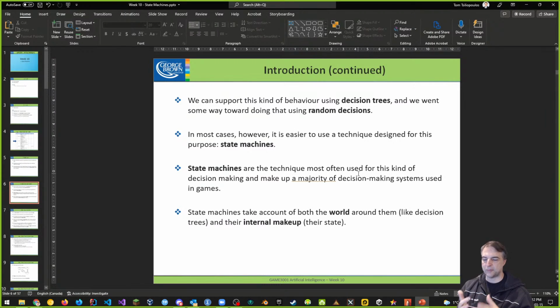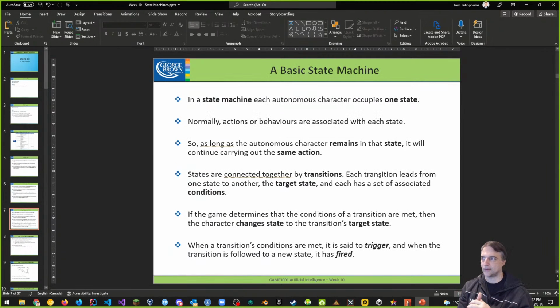And it's kind of the same thing with state machines. State machines have both an external state and an internal state. They use both of those types of information. So really, when we think about a state machine, autonomous characters or agents, let's call them agents, they always occupy only one state, and there are normally some kind of actions or behaviors associated with each state. We'll talk about what those are in a second. As long as the autonomous character remains in that same state, it will continue carrying out the same action.